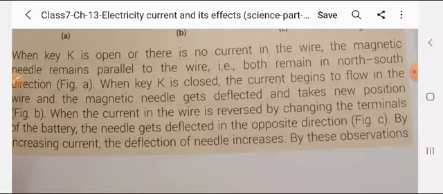When the current in the wire is reversed by changing the terminals, suppose we have changed the terminals, now positive to negative and negative to positive.